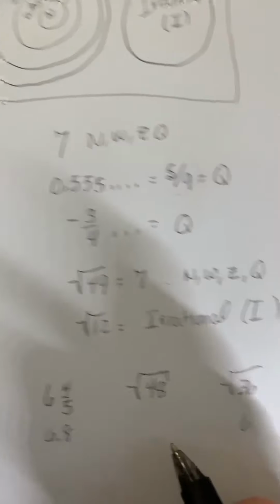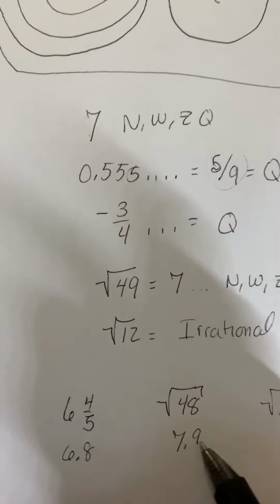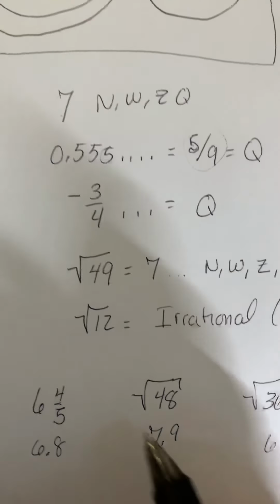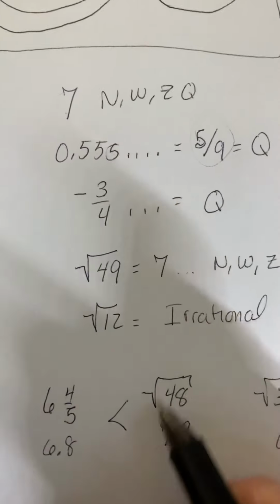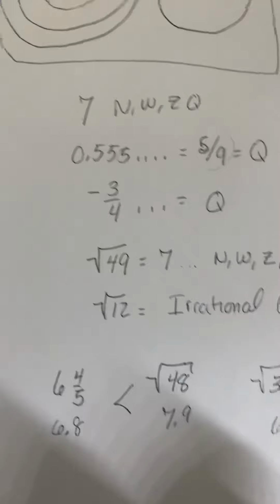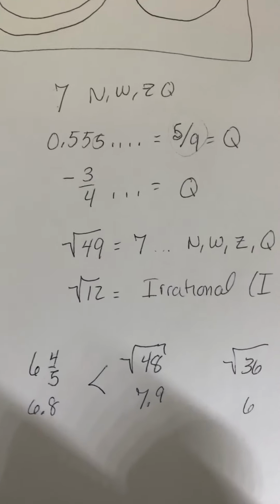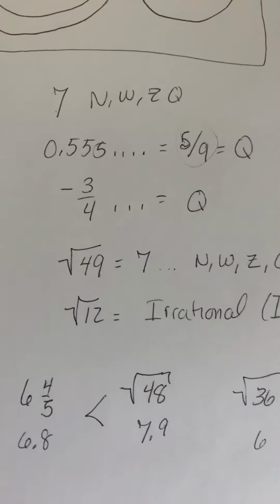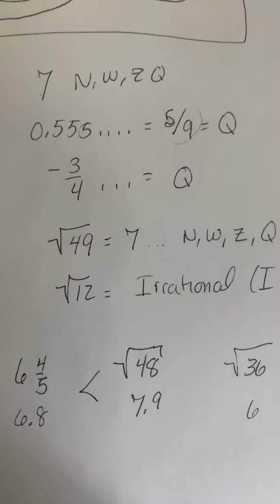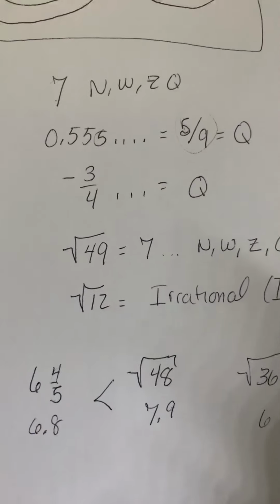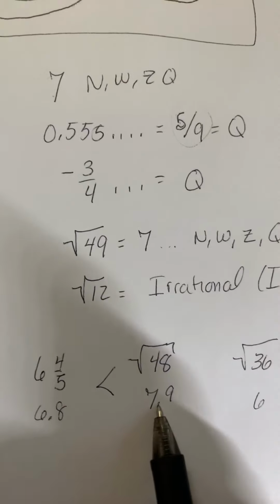So 7.9. So when you look at this, they're really, really close, but clearly this is slightly higher because we know it goes on forever, and it's definitely closer to 7 than it is to 6. So that's how you want to compare those numbers. So you really want to make sure you put them in the same format.